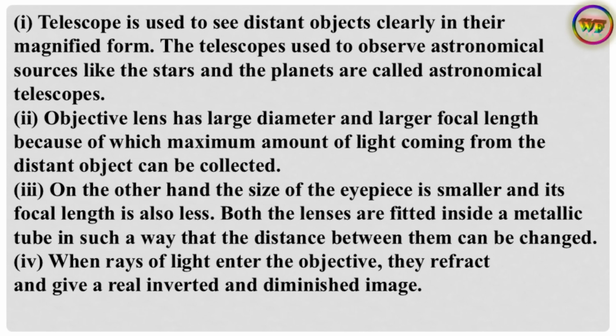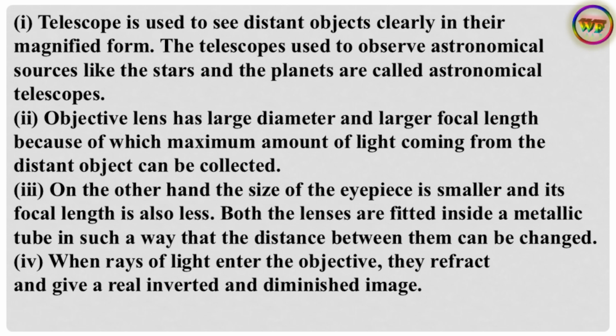Point 1. Telescope is used to see distant objects clearly in their magnified form. The telescopes used to observe astronomical sources like the stars and the planets are called astronomical telescopes. Point 2. Objective lens has large diameter and larger focal length, because of which maximum amount of light coming from the distant object can be collected.